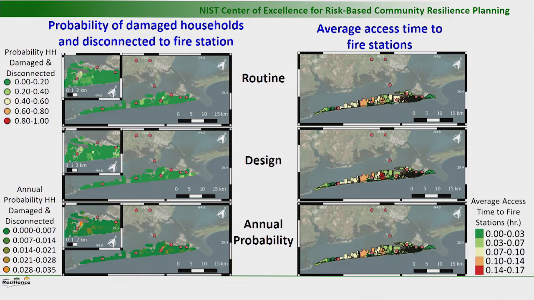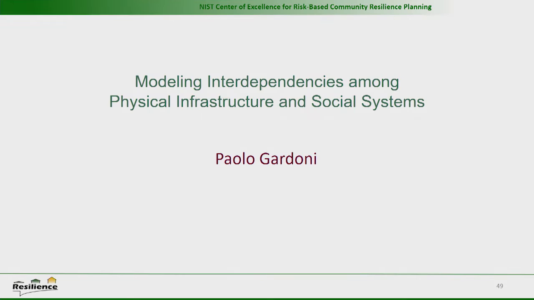As we move to the right, we start to transition to flow-based measures. What would actually be the travel time to reach those locations or clusters of damaged buildings from critical facilities? These types of models serve as some of the building blocks for the interdependency modeling that you'll hear about next. And I'm happy to pass the ball to Professor Paolo Gardoni from the University of Illinois.